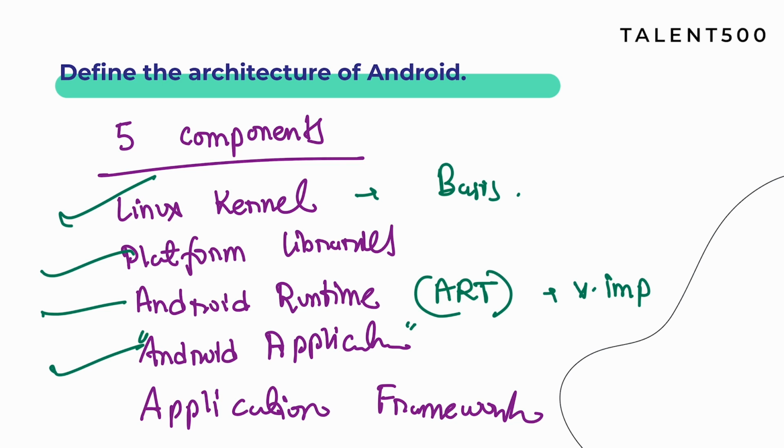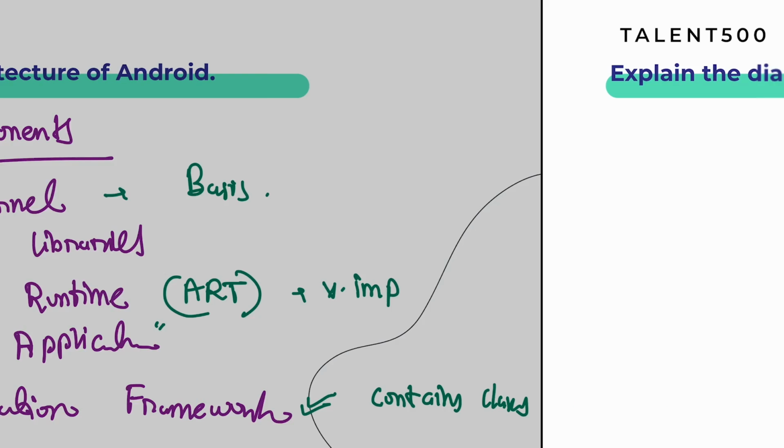And the last one, application framework. This contains classes that are used in the creation of an application. They provide the building blocks with which you can create an app and provide services like resource manager, notification manager and activity manager. So this one contains the classes with the help of which we developers can create the applications.